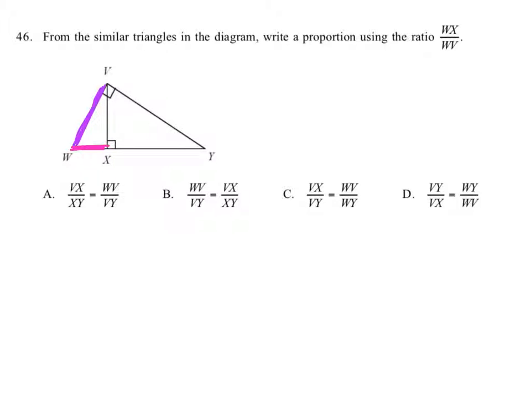Okay, so what they're doing is they're taking that small triangle's short leg over hypotenuse. WX is the short leg over the hypotenuse WV. So what we want to do is on the larger of the two created triangles. When I say created triangles, there was one original big triangle, and then the altitude cut it into two smaller triangles that were created by it. So that's what I mean.